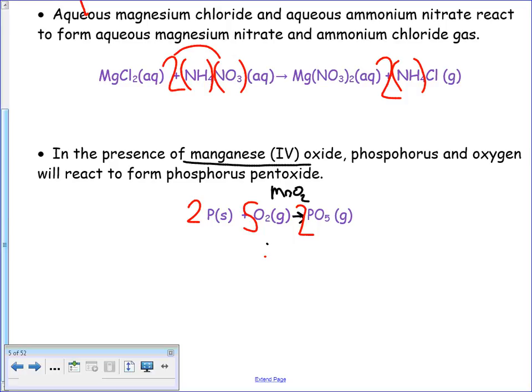Okay, good with balancing. We're going to keep practicing. So, next thing we're talking about are types of reactions. What are the 5 types of reactions?